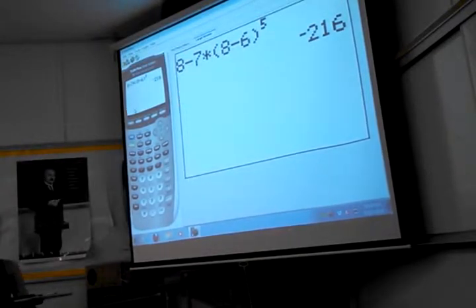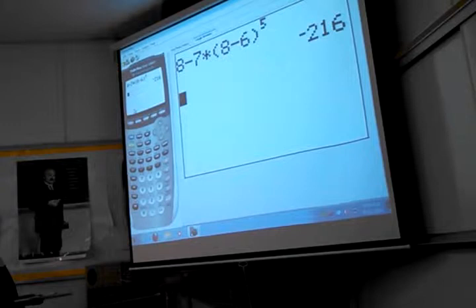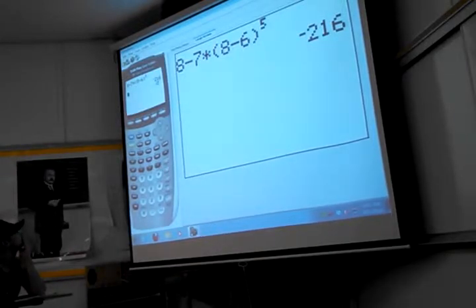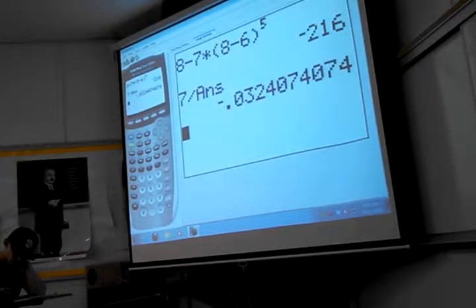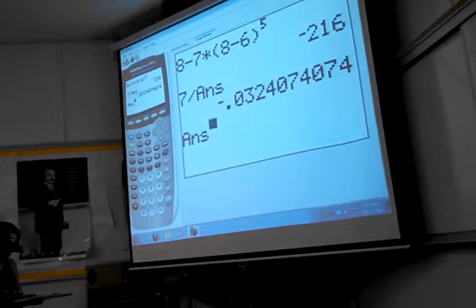But one of the coolest things, if I had to take this, I got a negative number. If I wanted to take 7 divided by this, I could say 7 divided by second negative. That little A and S right there above the negative holds the last number on the screen. Of course, in this case, 216 is not that long, but what if I had to take this number to the third power? You could do second negative and then to the third power, right?